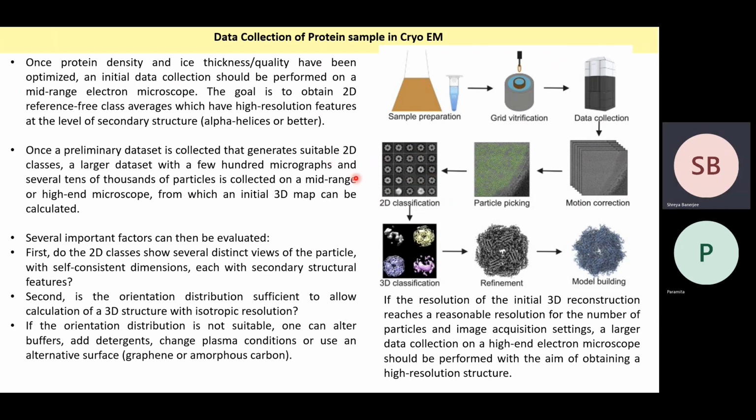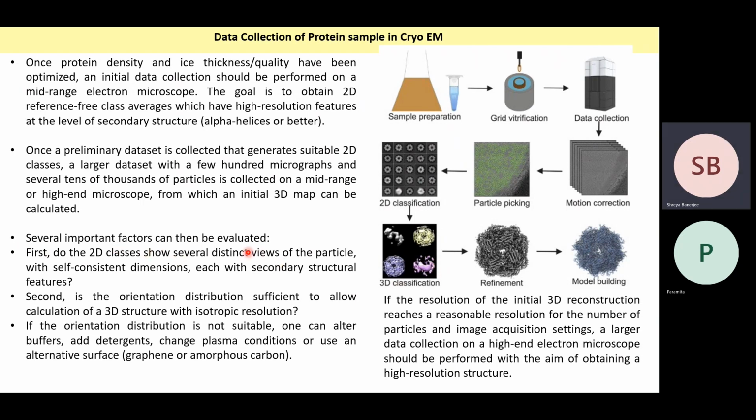Once this is generated, a large data set with a few hundred micrographs and several tens of thousands of particles is collected. So once you have an initial 2D data set, you can keep refining the data set till you have many different pictures of the structure from different angles. So from that, a 3D map can be created. If you put together the 2D pictures of the structure from different angles, you can get an idea about the 3D structure of the protein.